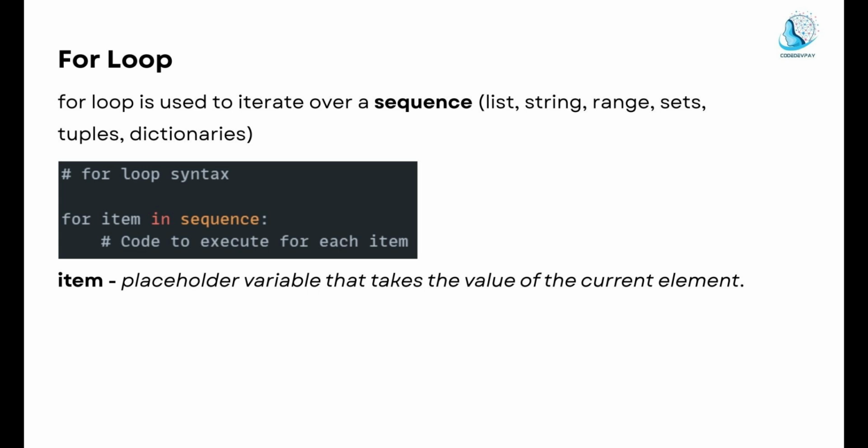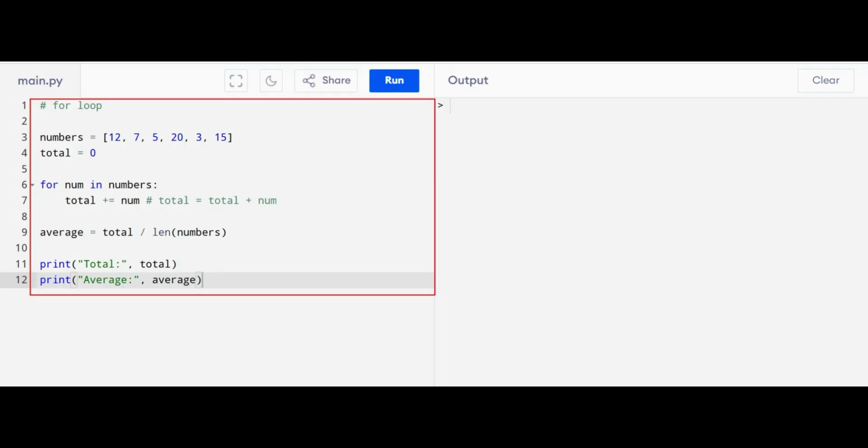Let's take a look at an example. In this example, we are looking at a for loop. So we have a variable created and we've assigned it to a list. So we have 12, 7, 5, 23, and 15. Then we have the second variable total, which is set to 0. We have our for loop code: for num in numbers, total plus equals num. So here our item is num. We've created this item to store each of the iterated elements so that we can run the code that is under the for loop on each of the items.